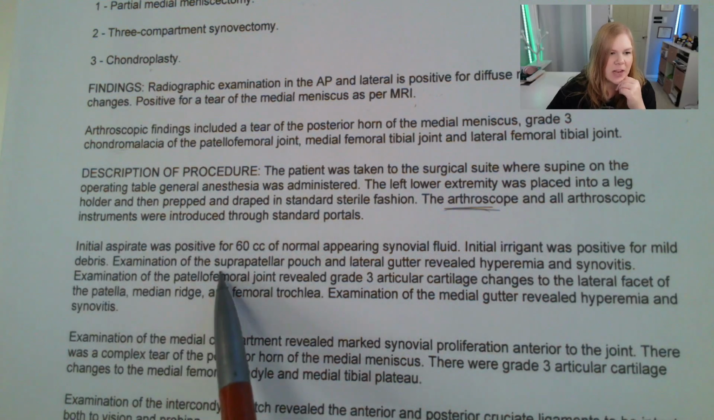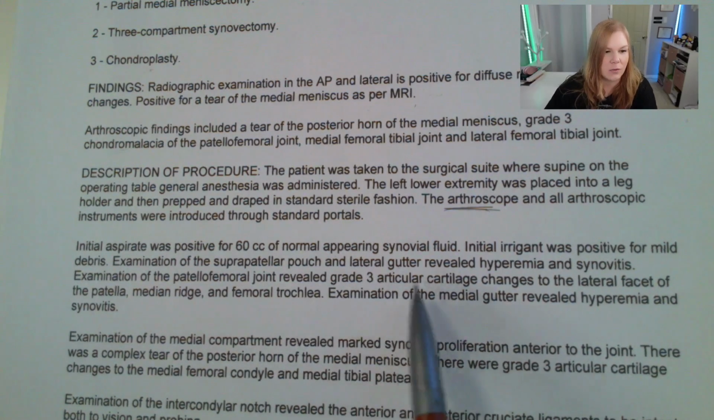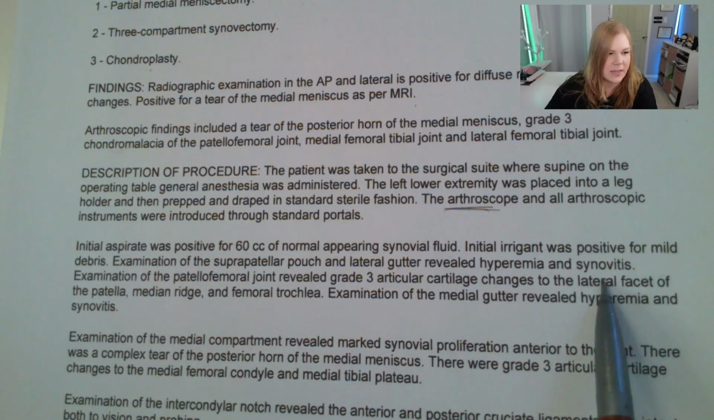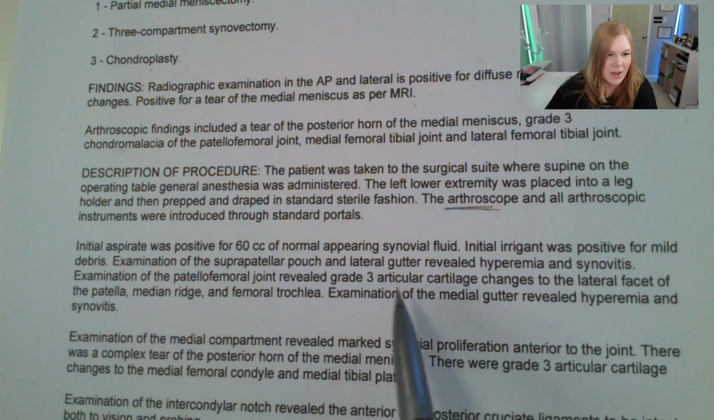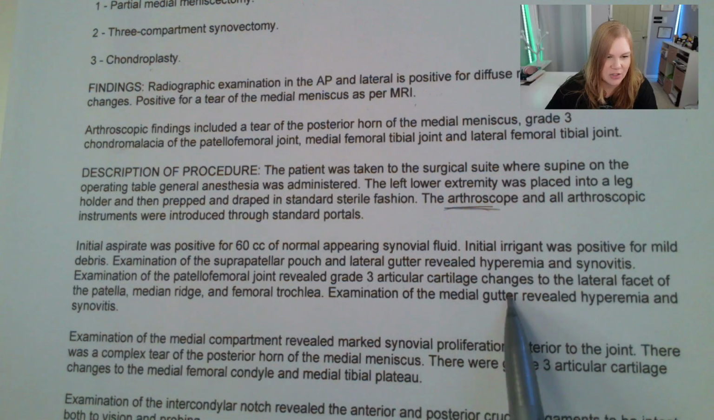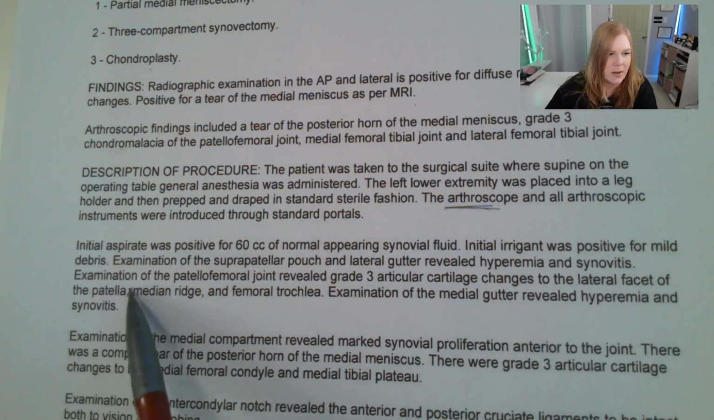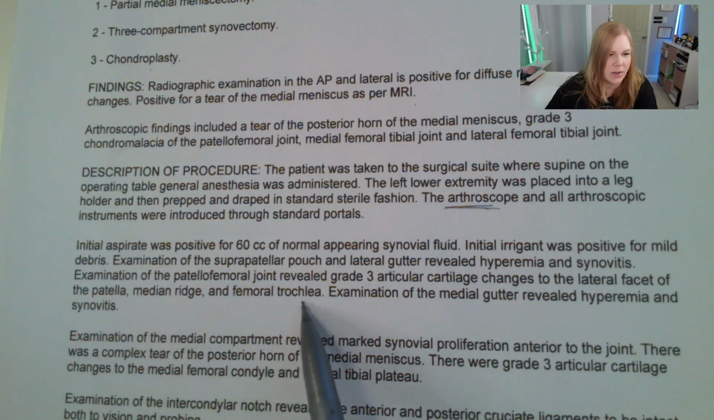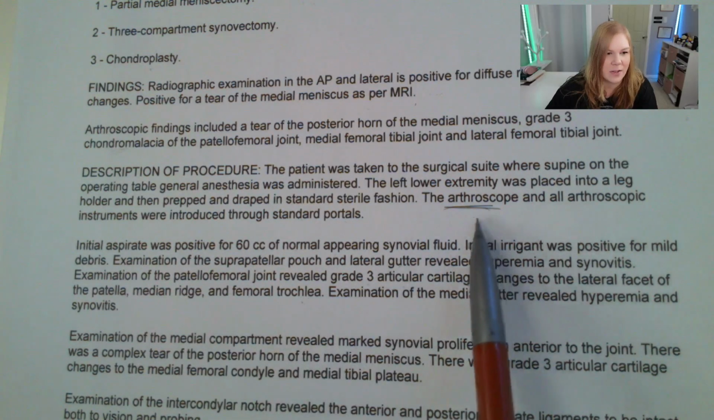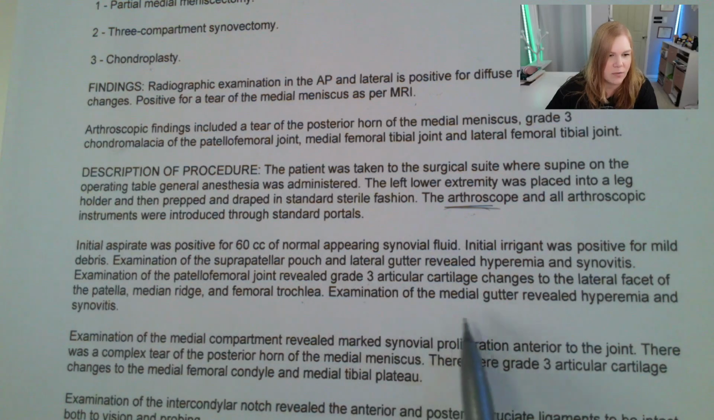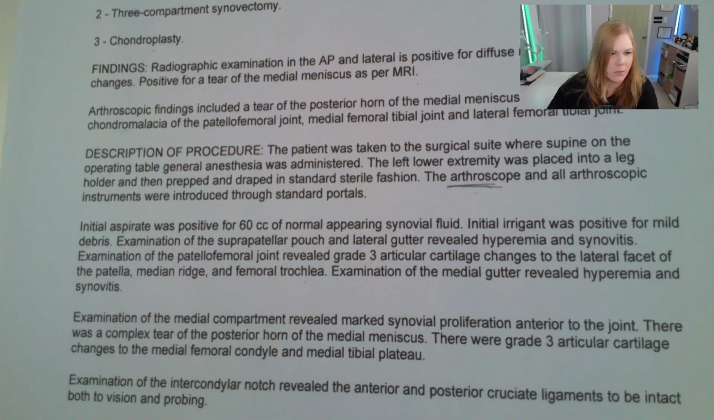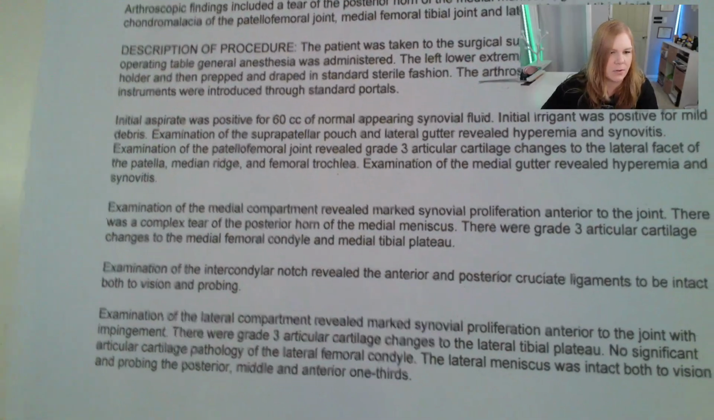Examination of the subpatellar pouch and lateral gutter revealed hyperemia and synovitis. Examination of the patellofemoral joint revealed grade 3 articular cartilage changes to the lateral facet of the patella, median ridge, and femoral trochlea. So far he's not saying that he's done anything other than insert this arthroscope. This is all just kind of describing what he's seeing. Examination of the medial gutter revealed hyperemia and synovitis. So again, we're just going through, we're checking out what's going on through the scope.